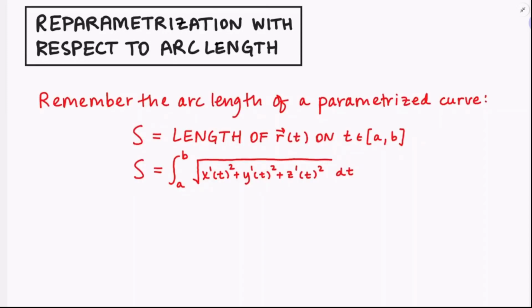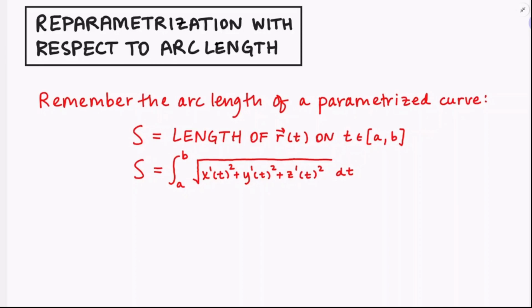Okay, so if S is the length of vector valued function r of t on the time interval a to b, then S is the integral from a to b of the square root of x prime squared plus y prime squared plus maybe z prime squared if we're working with a space curve. If we were working with a plane curve, we'd just ignore that z prime, just x prime squared plus y prime squared there.